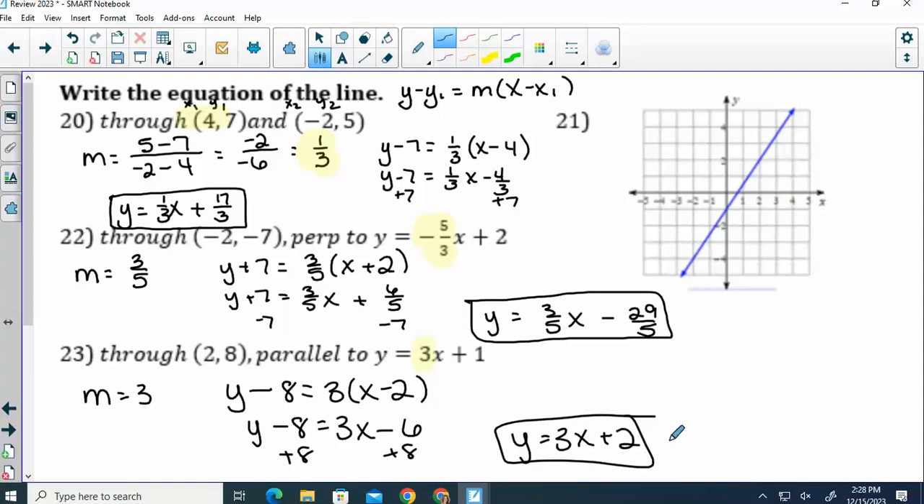Okay, 21. If I want this equation, we really just need m and b. There is no 20. Oh yeah, it's right here. Okay. Makes me feel better. I skipped it. You guys didn't see it either.